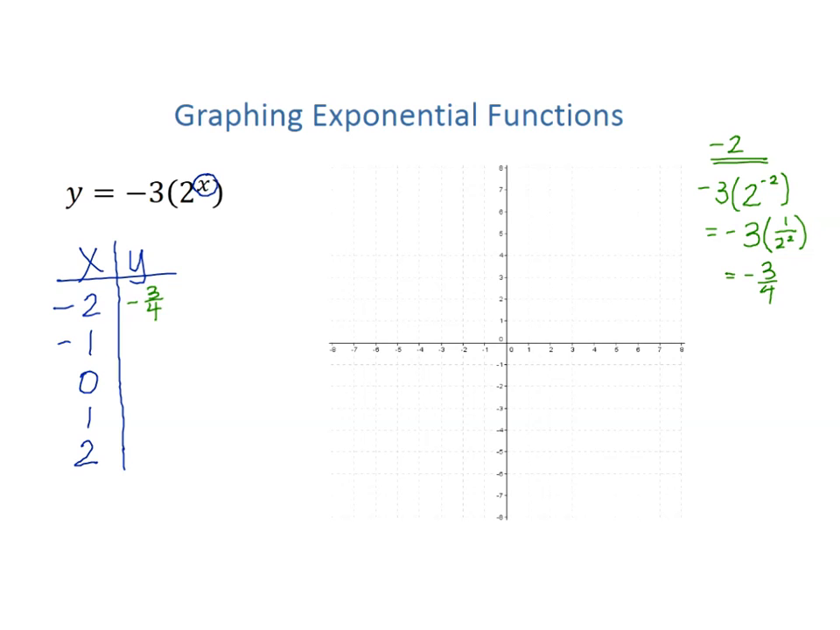Okay, now let's plug in -1. When I plug in -1, I get -3 times 2 to the -1. Now, just like we saw up here, that 2 to the -2 is equal to 1 over 2 squared. 2 to the -1 is equal to 1 over 2 to the first. So I get -3 times 1/2, which is -3/2.